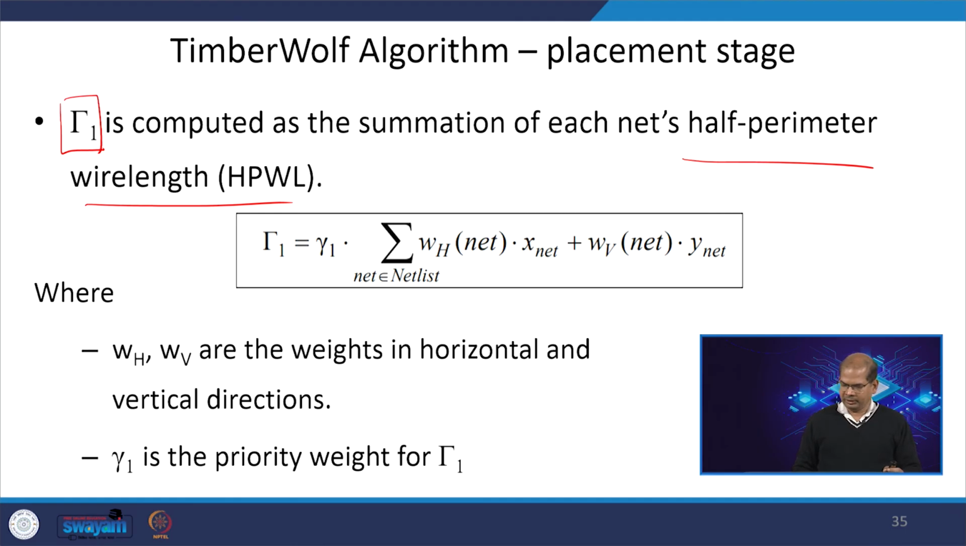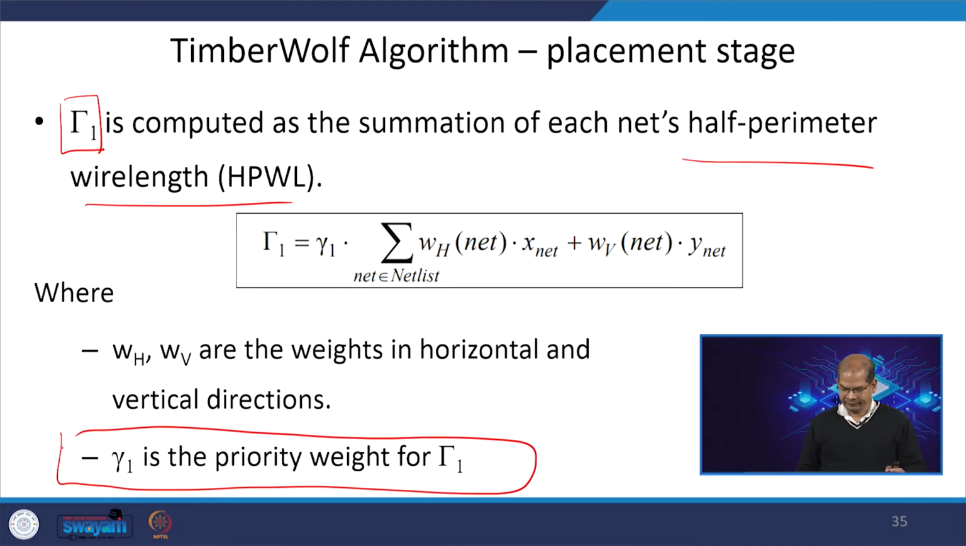So, gamma 1 is the priority weight for each net. What priority can you assign to the wirelength estimation, since we have three different objectives? How much priority are you giving to the wirelength estimation? So, this is the factor gamma 1. Then you have WH and WV, which are the weights in the horizontal and vertical directions.